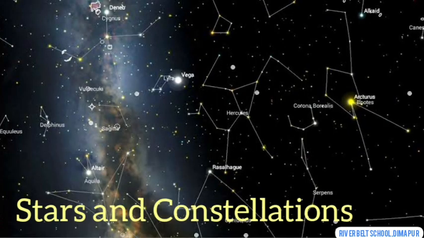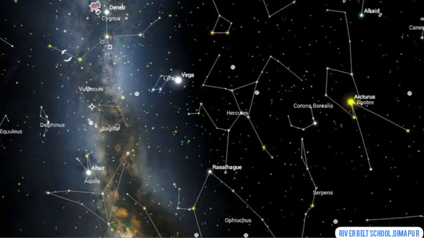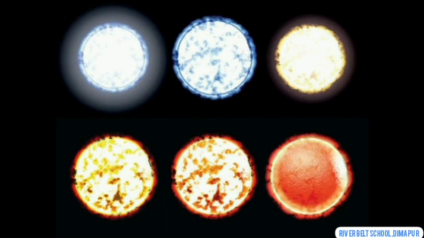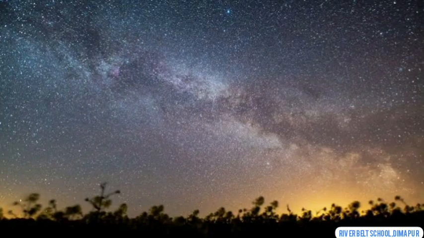Stars and constellations. Stars are huge round balls of glowing hot gas. They emit light and produce heat. Stars have various sizes and colors. Stars are always present in the sky. However, we can see them only at night, when the Sun is not shining.